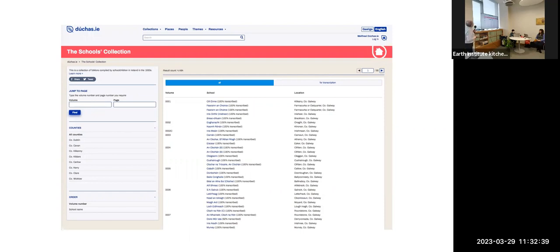When you go onto the site, you can browse through the list of schools. You can filter them by counties.